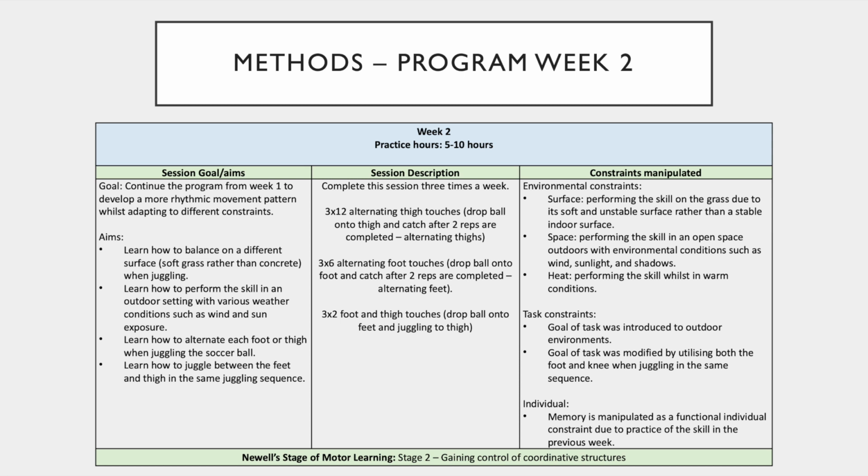The goal of task was also modified by programming both the foot and the thigh in the same sequence. This will challenge the athlete to activate multiple degrees of freedom to alternate from their thigh to their foot when juggling the soccer ball. Lastly, the learner's memory was also manipulated as a functional individual constraint due to practice of the skill in the previous week.